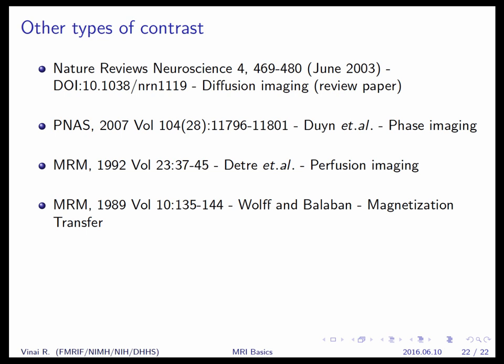Jeff Dunn also had a really nice paper from a few years ago, just some gorgeous images showing what you can do with phase imaging at 7 Tesla. They're actually even now trying to collaborate with some of the clinical groups to see how these imaging techniques and how they look at the tissue properties might have some clinical value.